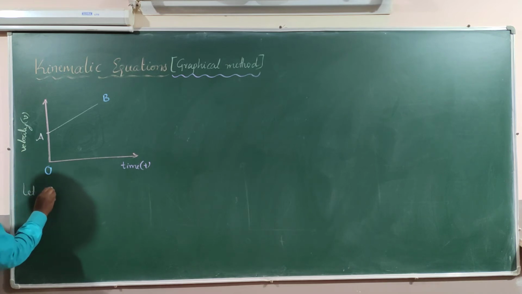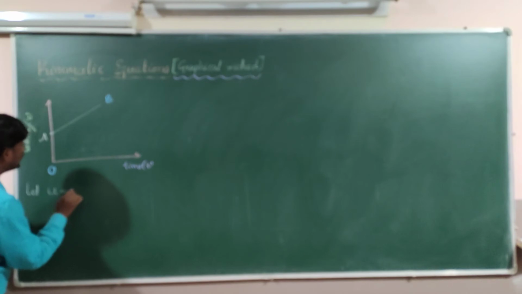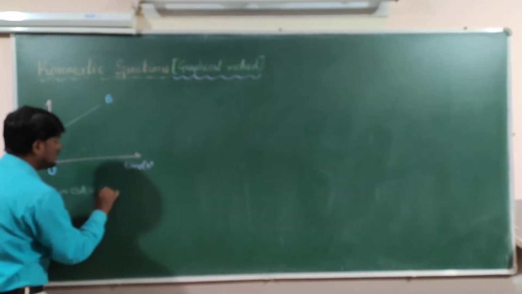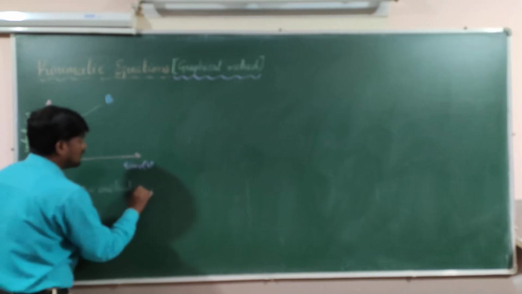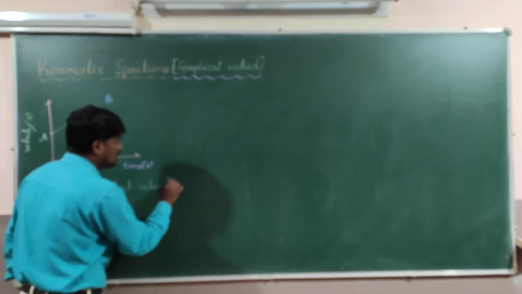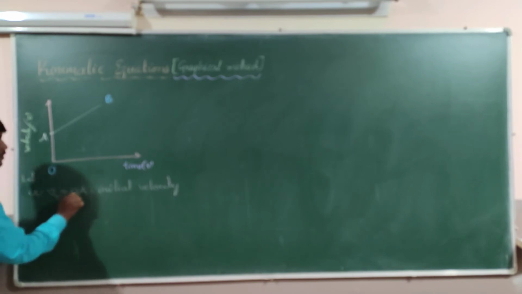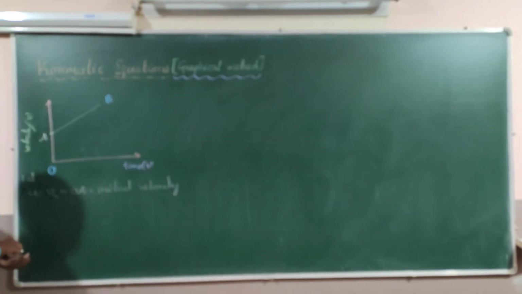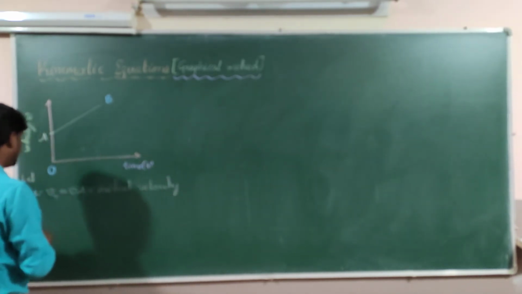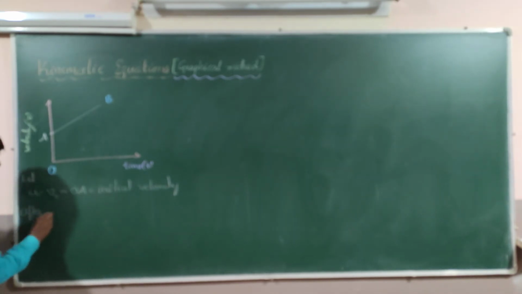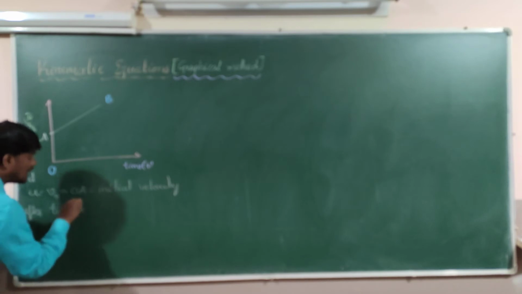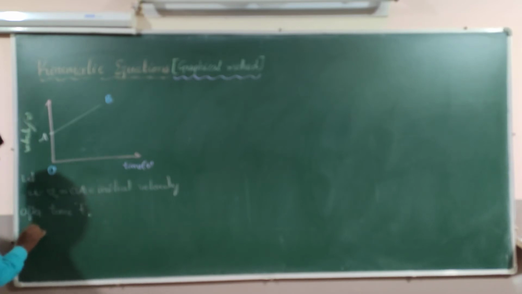Let u be equal to OA, which is equal to the initial velocity. This is very important. Here I am using the letter u. In some textbooks they use v naught. So v naught is the same as u. So u, or v naught, is equal to OA, equal to the initial velocity. Then after some time t, the final velocity. I will draw the final velocity here.